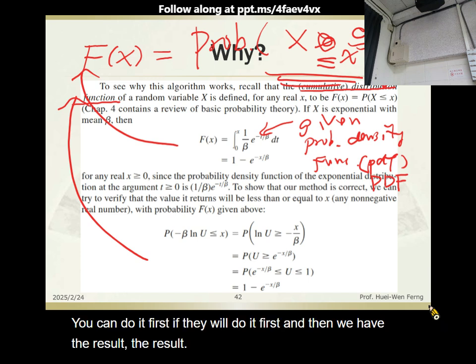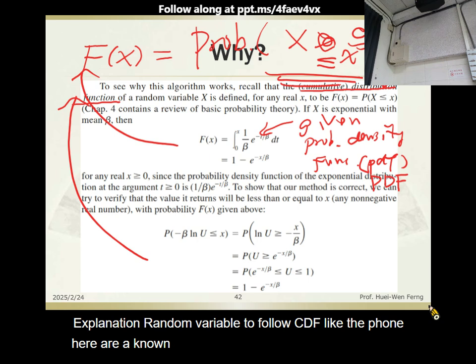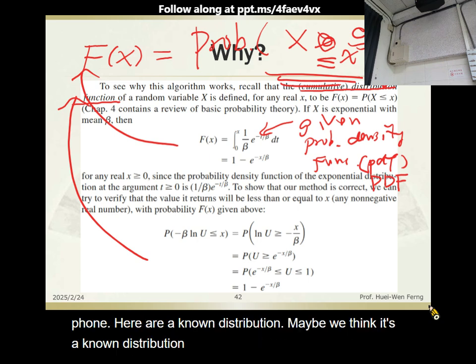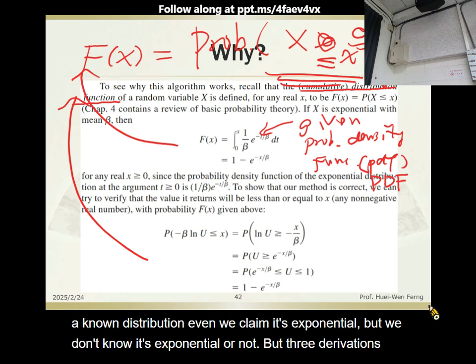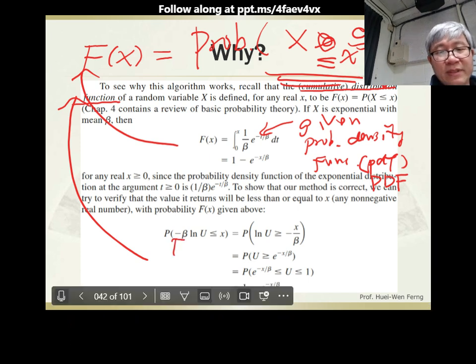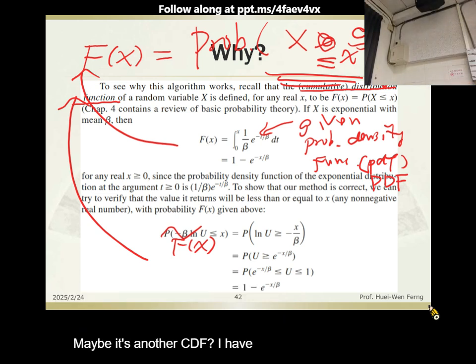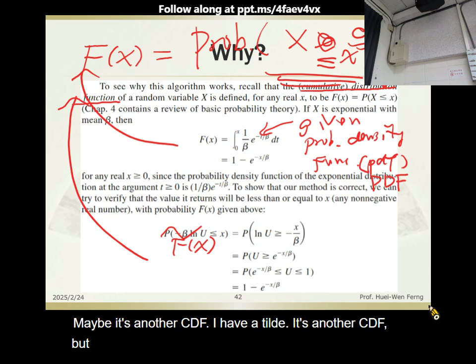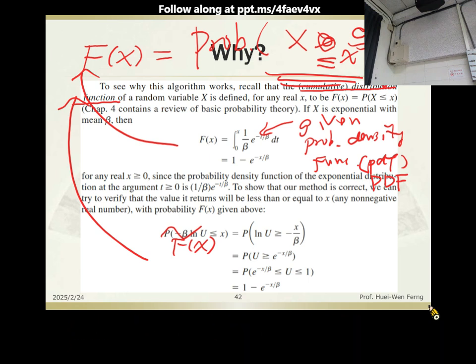Given an exponential random variable, it should follow the CDF like the form here. But a known distribution, maybe we think it's a known distribution, even if we claim it's exponential, we don't know whether it's exponential or not. But through derivation, we derive the PDF. Oh, if you have a question, someone like, this is a CDF, maybe it's another CDF, I have a tilde. It's another CDF, but finally we have the form. This form, the same as the form, so they are identical CDFs. Identical CDFs, of course, follow the same distribution, exponential.